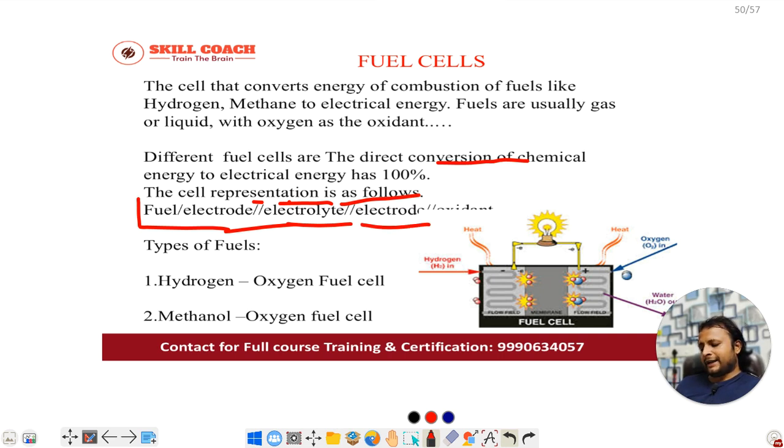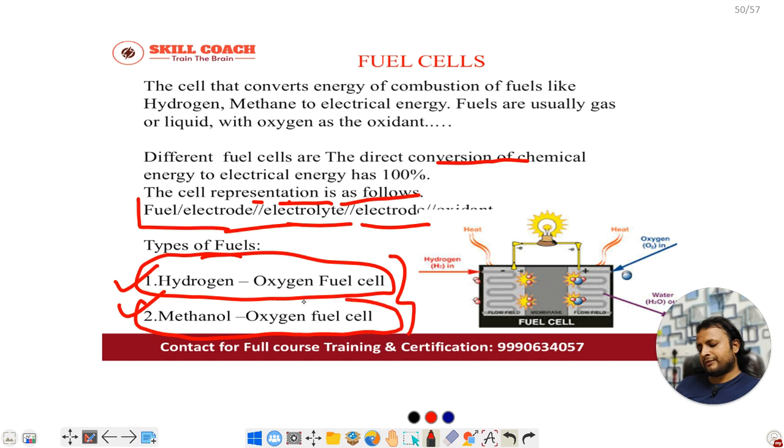And what are the types of fuel cells? We have the oxygen fuel cells: one is hydrogen, another one is methanol. The efficiency of the hydrogen oxygen fuel cell is much higher in comparison to the methanol oxygen fuel cell, so that's why industries and vehicle manufacturers want to go with this. In the previous video I told you that Toyota Mirai and Honda Clarity are working on this hydrogen oxygen fuel cell.